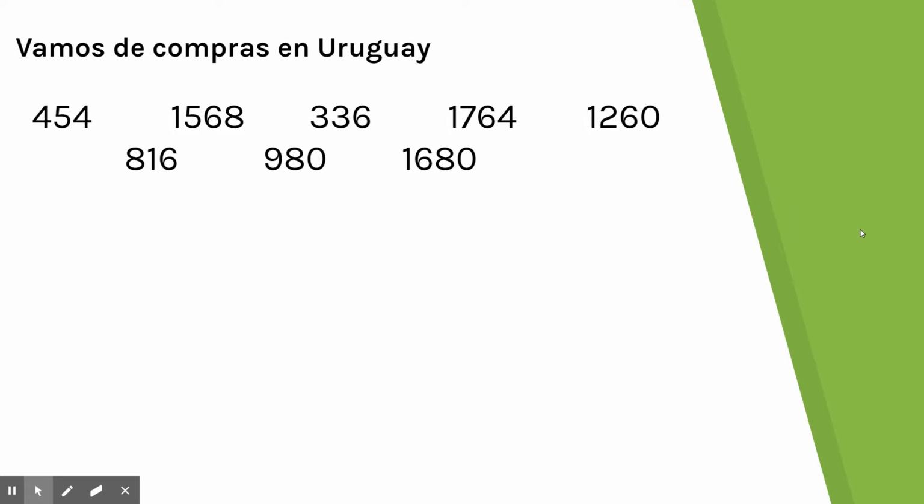How about the next one? 1,260. You should have come up with 1260. Let's go to the second row. 800, think of the word 8 and then add it to 100. 816.